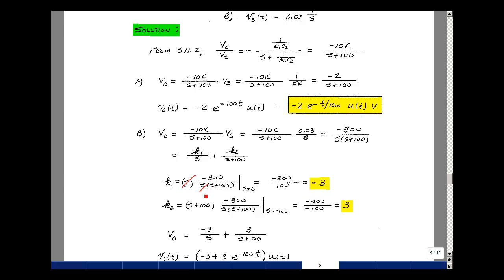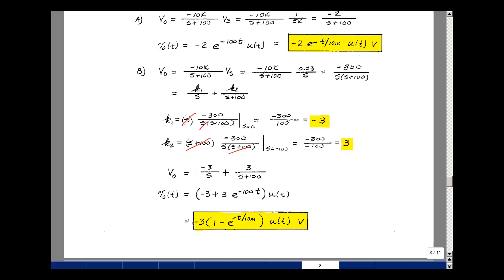For k2, multiply by s plus 100 and let s equal minus 100, so these terms cancel, and I get minus 300 over minus 100, or just 3. So V out for this input is minus 3 over s plus 3 over s plus 100 in the s domain. And the inverse Laplace transform then would be minus 3 plus 3 times e to the minus 100t times u of t.